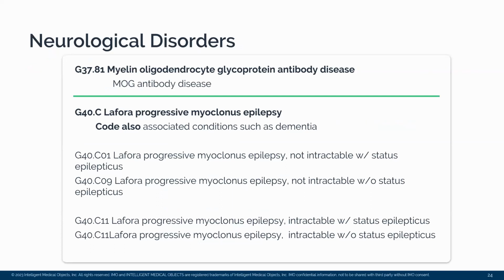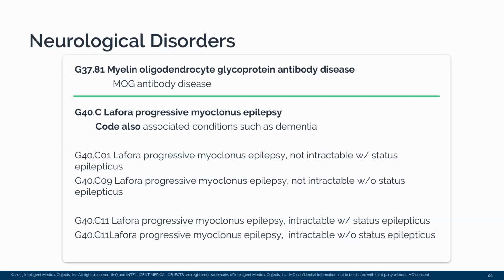Other neurological disorders that they've created codes for are MOG antibody disease, which is a demyelinating condition of the central nervous system. It's characterized by a single phase or relapsing course of neurologic dysfunction that doesn't meet the criteria for multiple sclerosis. These patients may have optic neuritis, transverse myelitis, or a brain or brainstem syndrome compatible with demyelination.